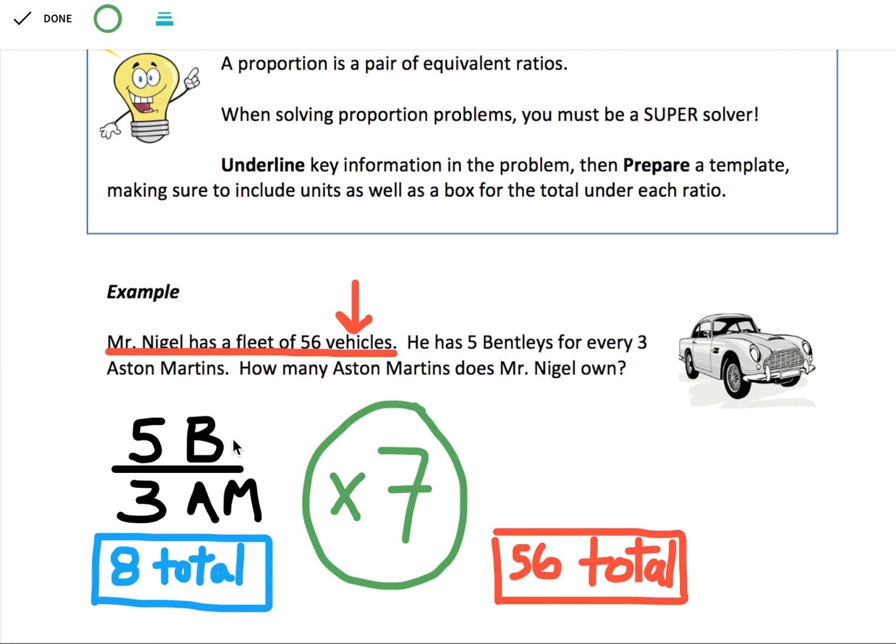So basically we're asking for 7 of this basic blend. 5 Bentleys, 3 Aston Martins, 8 total. Well, if he has 56 total, then he has 5 times 7, 35 Bentleys. And to answer the question, how many Aston Martins does he have? 21.